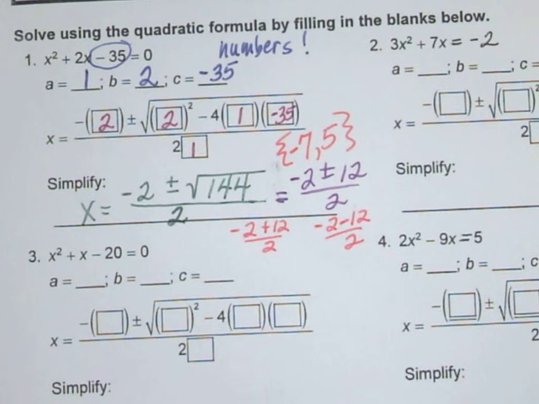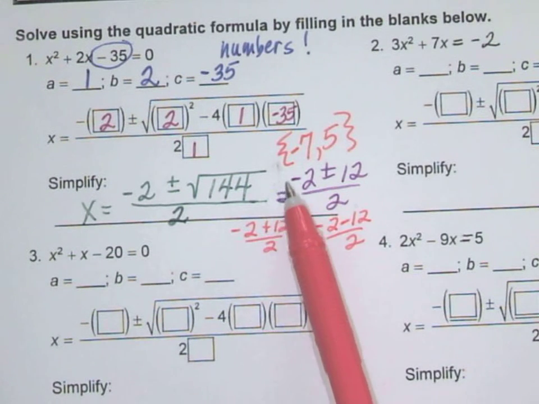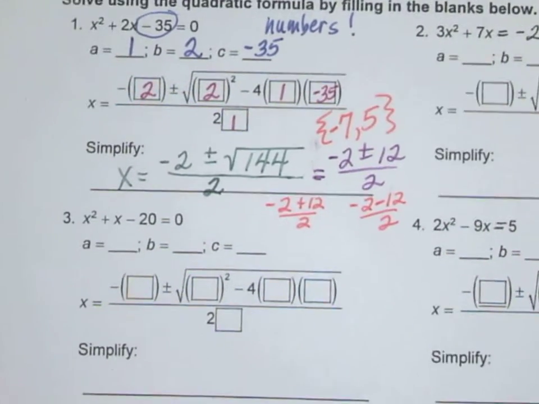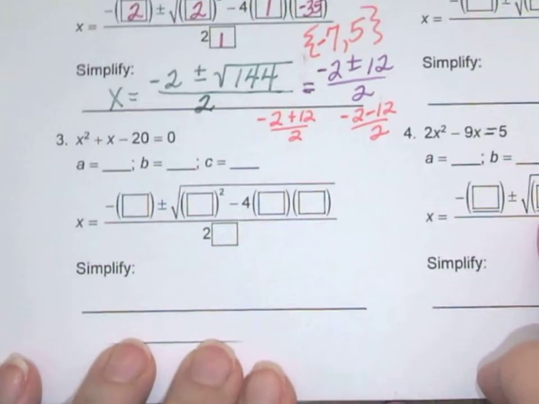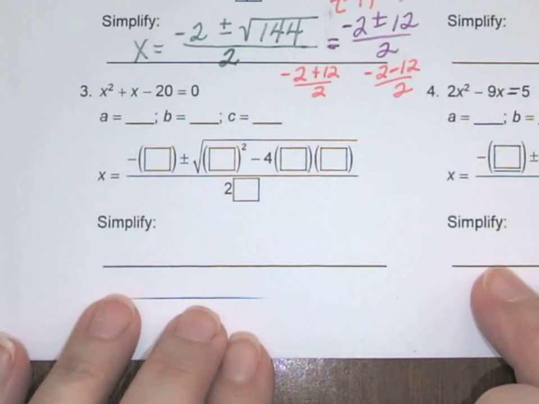That means this parabola crosses the x-axis at negative 7 and at 5. This one probably would have been easy to factor, but I wanted to show you how you could get the same answer by quadratic formula.